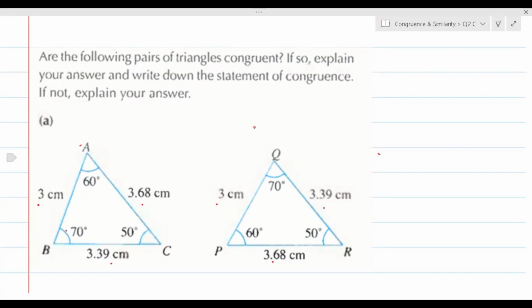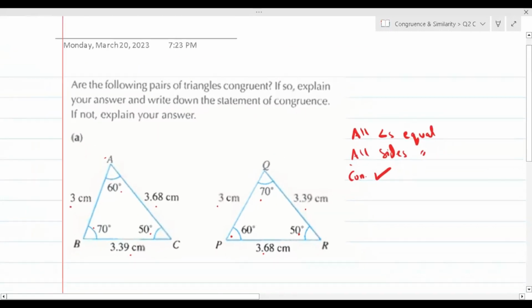एक 70 degree angle, एक 70 degree angle. We have a 60 degree here. यहाँ पे भी एक 60 degree है. This is a 50. This is a 50. You can say as all angles are equal and all sides are also equal, hence the two are congruent. As simple as that, right? Let's look at another example.